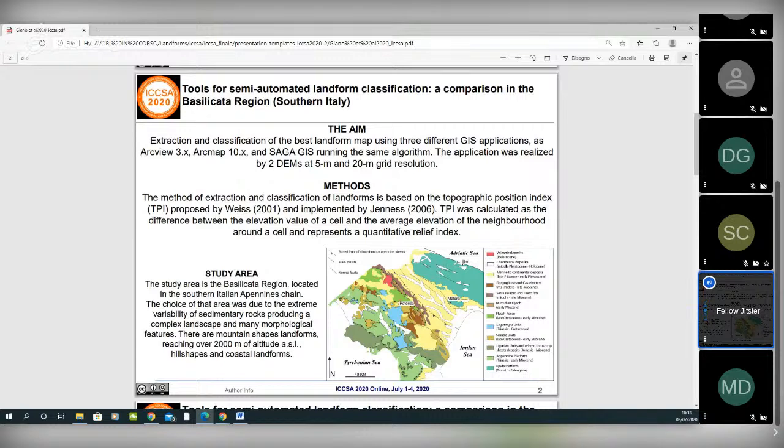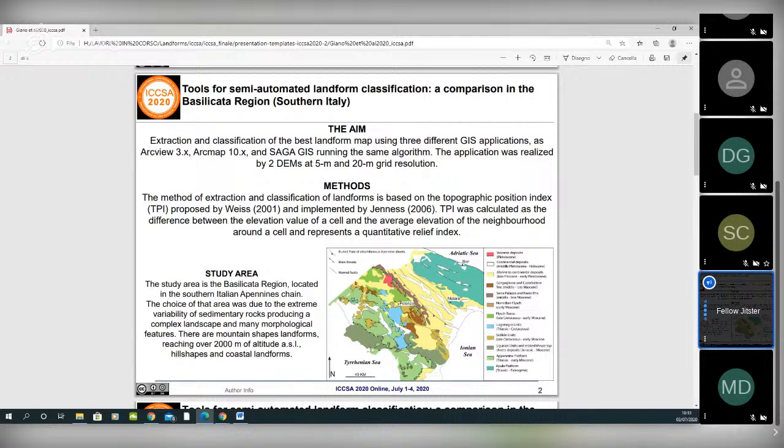The use of digital elevation models, the development of powerful GIS software with a user-friendly programming environment, and the increase in computer capability have allowed for an increase in the development of computer algorithms in different disciplines. As I said, the aim of this research is to extract and classify different landforms using three software applications. The three software are ArcView, SAGA GIS, and ArcMap GIS.